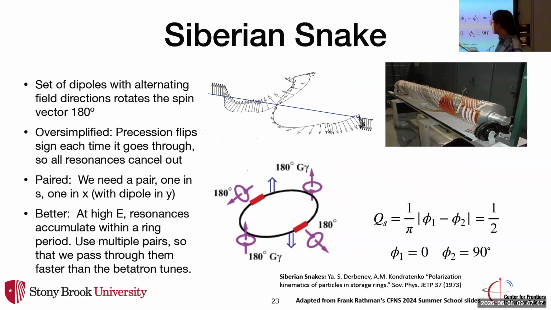Unfortunately, this Siberian snake only fixes it in one dimension. So if we really want to do it, we actually need a pair. We need to have a Siberian snake that rotates it around the beam direction, and one that rotates it around the transverse direction. And in principle, that's all we need. However, at high energy, the resonances get so severe that we can't just live with one pair of spin it once, spin it again. We actually need to have a bunch of these.